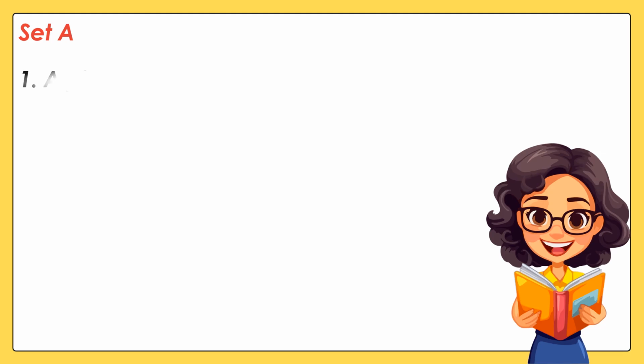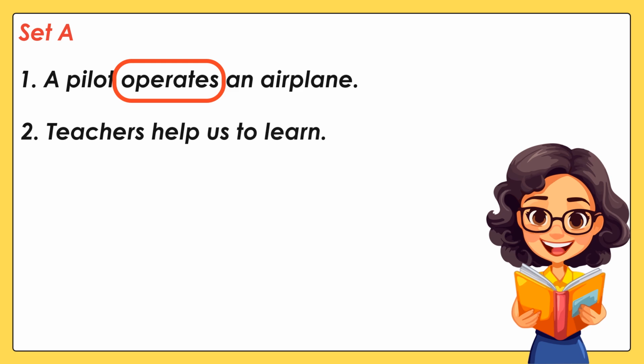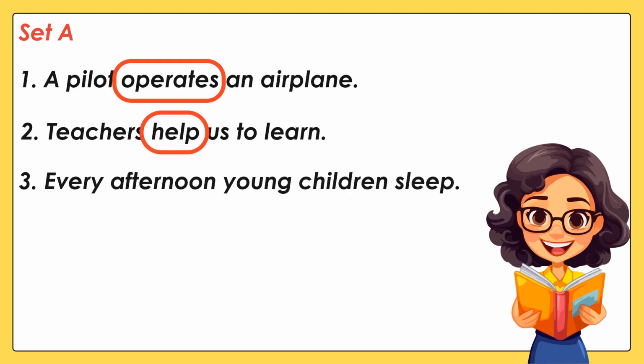Let's have the set A sentences. A pilot operates an airplane. What do you think is the verb in the sentence? It's operates. Number 2, teachers help us to learn. And the verb in the sentence is help. Number 3, every afternoon young children sleep. The verb is sleep.